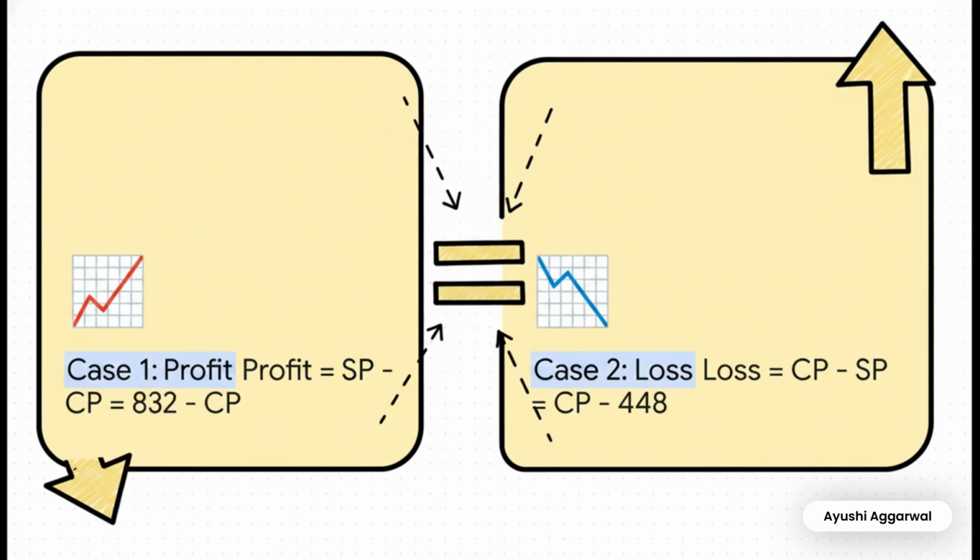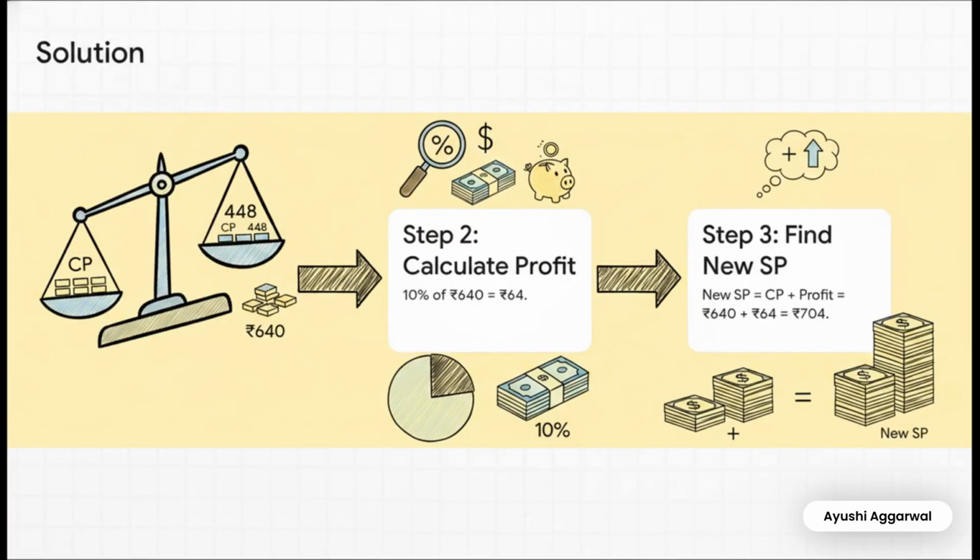Let's assume the cost price is CP. In the first case, the profit is SP minus CP, which is 832 minus CP. In the second case, the loss is CP minus SP, so that's CP minus 448. Now the question tells us the profit equals the loss, so we just set them equal to each other, and boom, we have our equation. 832 minus CP equals CP minus 448. Okay, now let's solve this thing. For step 1, we'll rearrange the equation to find the CP.